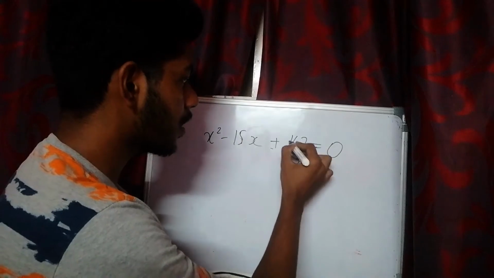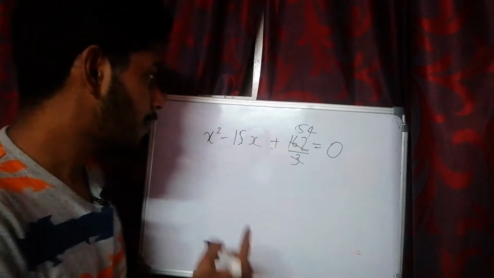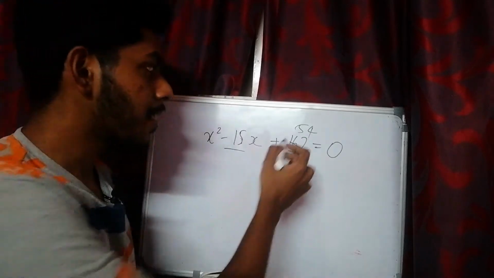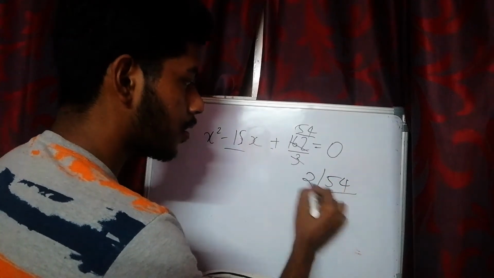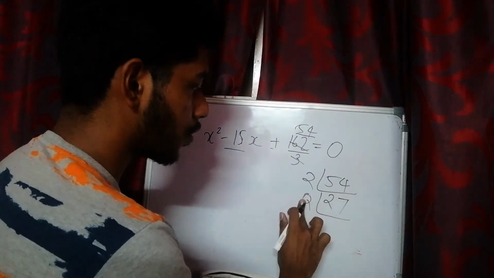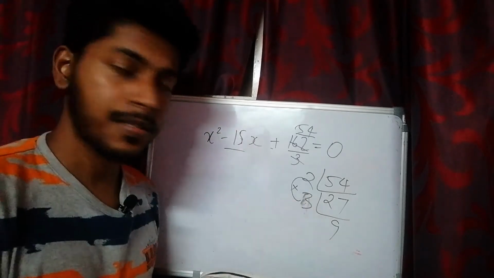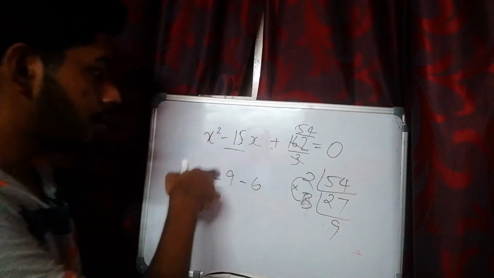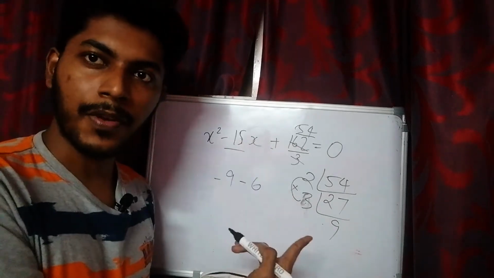So it's 54, and you must get minus 15 when added, and when multiplied you should get 54. So for 54 you should take the LCM. 27 times 2, 3 times 9. So you can combine this: 3 into 2 is 6, and 9 and 6, minus. So when added you will get minus 15, when multiplied you will get 54.